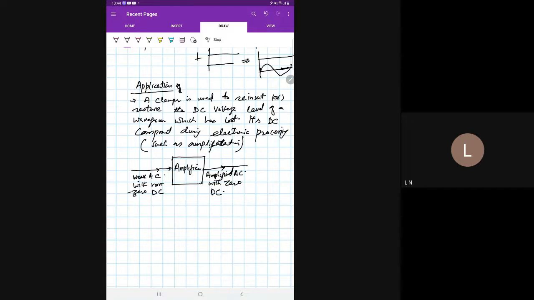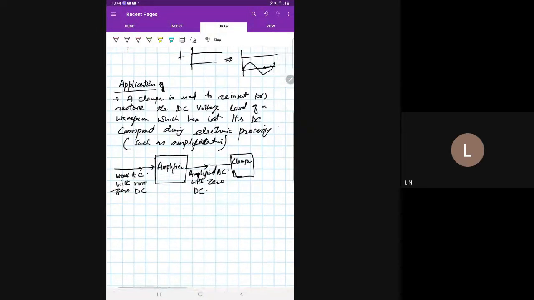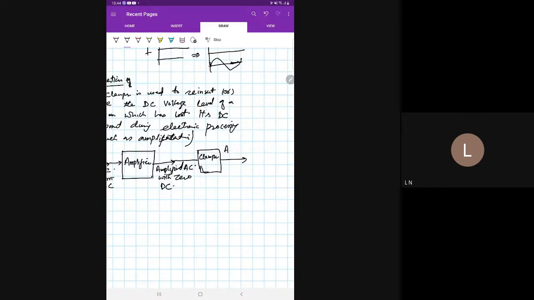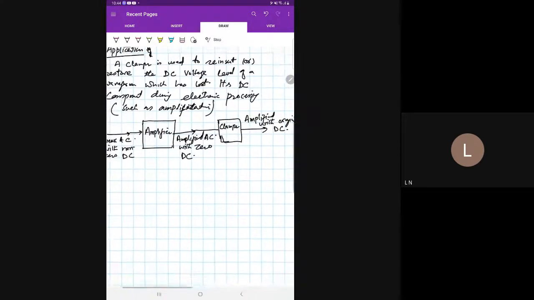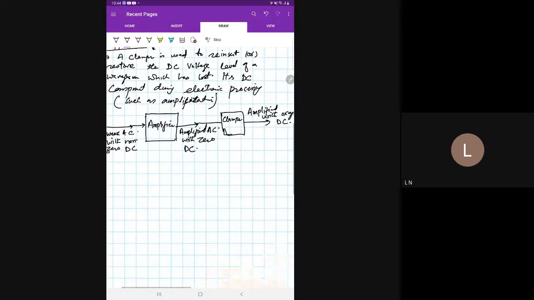तब हम ऐसी सिग्नल में नेक्स्ट स्टेज में एक क्लैम्पर ऐड करेंगे. Clamper we will add in the next stage, so that our signal will be amplified, ठीक है, and with original DC. तो अब इसमें एम्पलीफिकेशन भी होगी और कुछ ओरिजिनल डीसी भी होगा. ठीक है, and that is why I said that a clamper is also called a DC reinserter or DC restorer circuit.